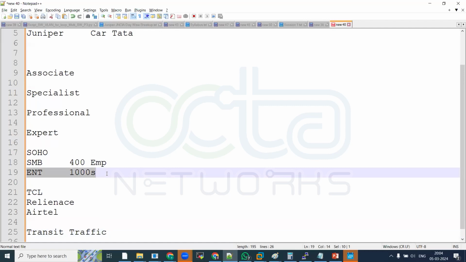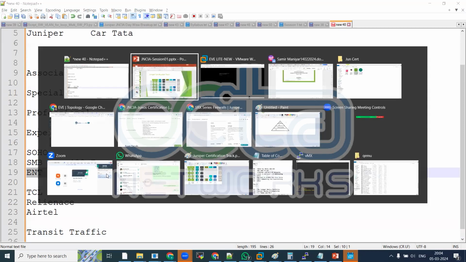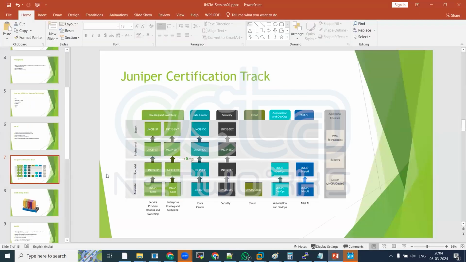Are you following this point, guys? That's called transit traffic. Is it clear? In terms of traffic flow, or in terms of the amount of data to be transmitted, where will we have more load, on a service provider network or on an enterprise network?